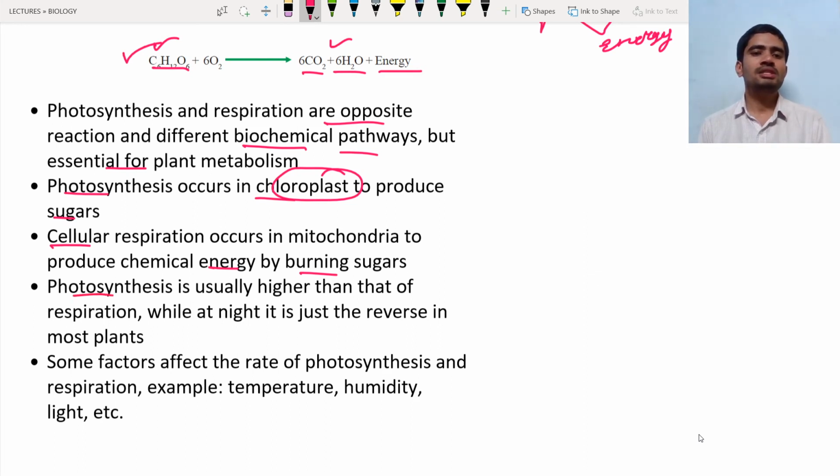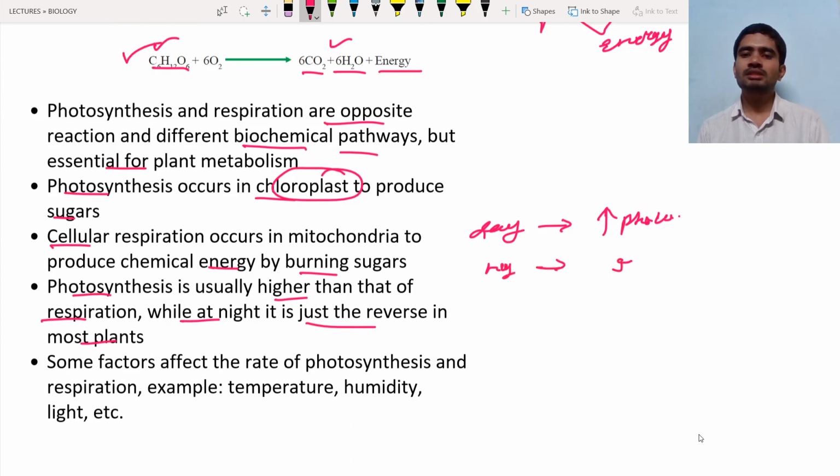Here the rate of photosynthesis is usually higher than that of respiration in the daytime, while at night time it is just the reverse in most of the plants. In the daytime, you can see there is a greater amount of photosynthesis. In the night time, there will be cellular respiration. Respiration is not as high as photosynthesis, but it is high up to some extent. It is a little bit less when compared to photosynthesis in the plants.